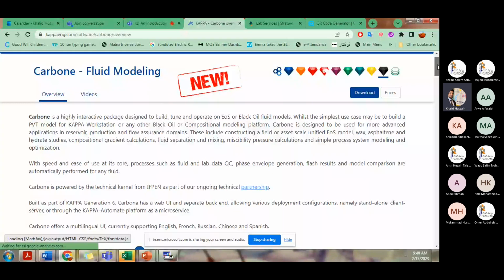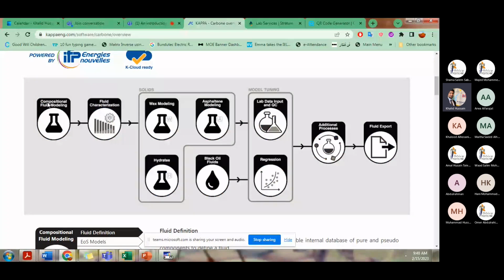You see, first they can model the composition. From the composition, they can model and construct the two-phase diagram, and they can tell us what could be the saturation pressure, the bubble point pressure. We can also find other properties like compressibility, viscosity, and density using the simulator. And we can also do wax precipitation. Do you know what wax precipitation is?